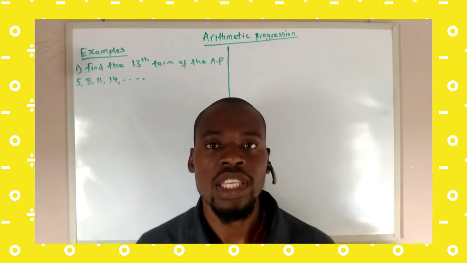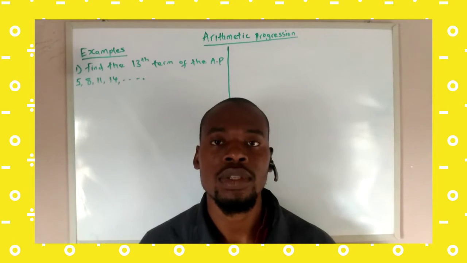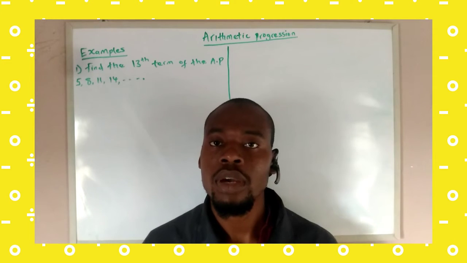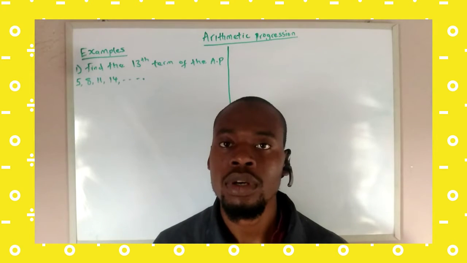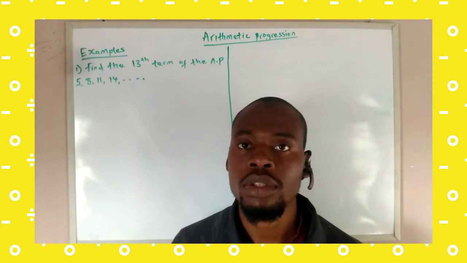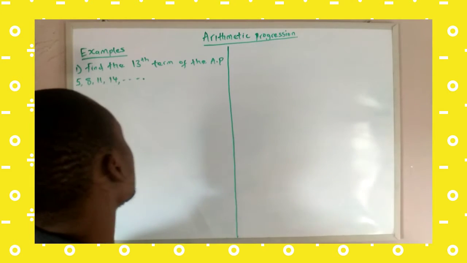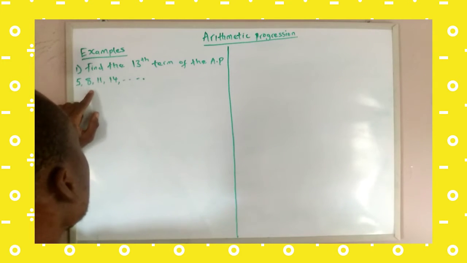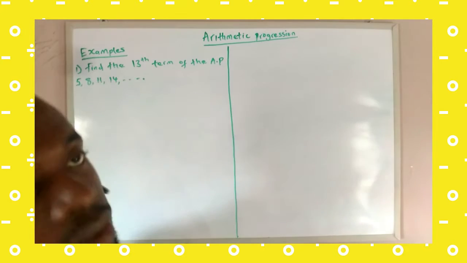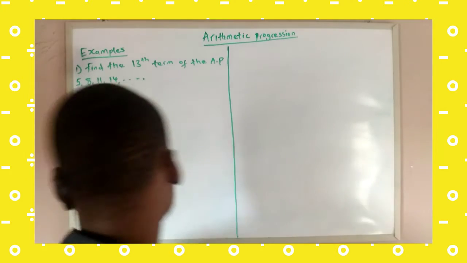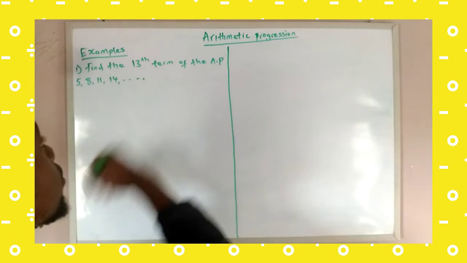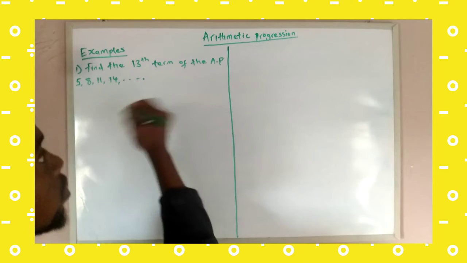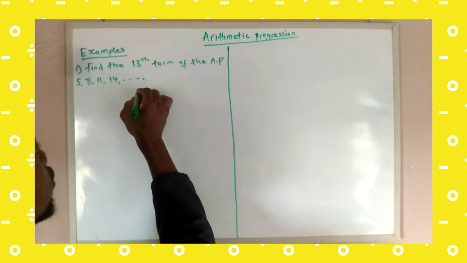Hello everyone. In our last video, we talked about the introductory aspects of sequence and series. Here we are going to take a few examples on arithmetic progression. The first question says, find the 13th term of the AP 5, 8, 11, 14, and so on. So, how do we find the 13th term of this AP? AP means arithmetic progression.